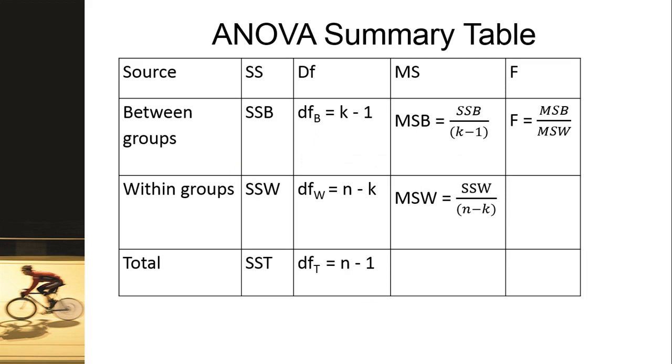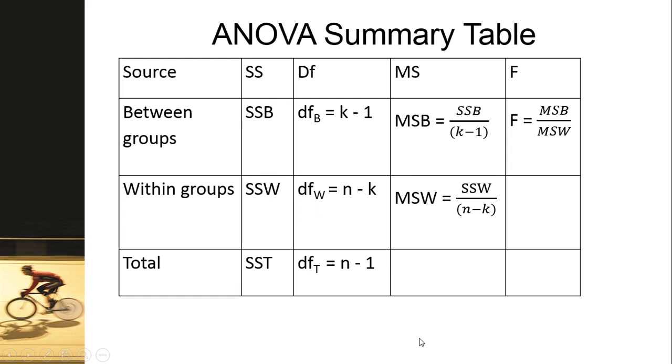And knowing all that is to prepare you to put all the numbers into an ANOVA summary table. So basically, we have the source of the variance. The sources come from between groups, within groups, and total. And then we need to calculate the sum of square. So we have sum of square between SSB, sum of square within SSW, and sum of square total.